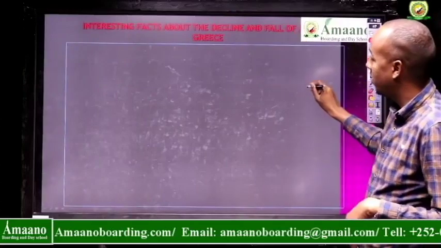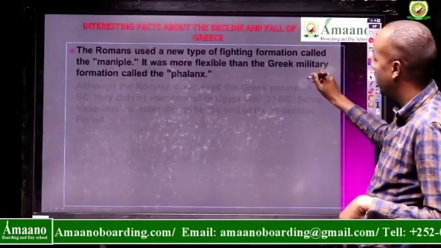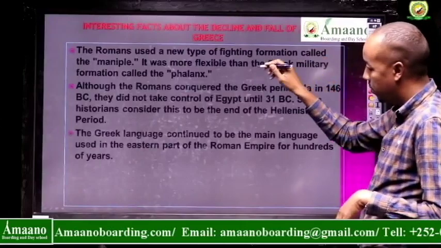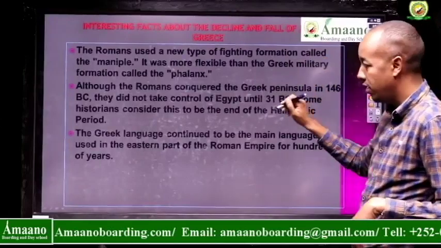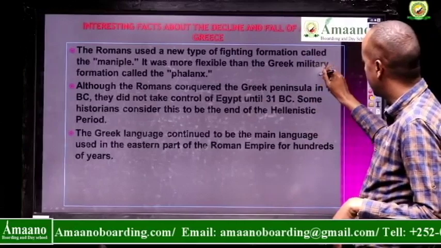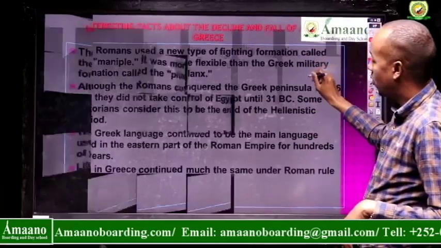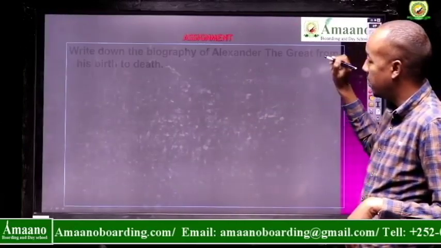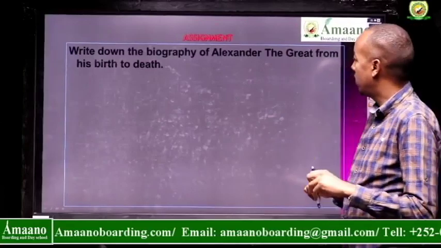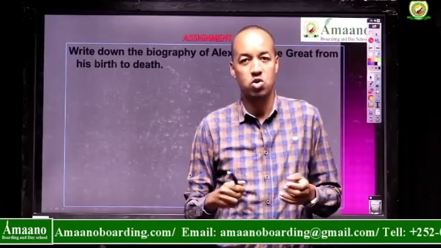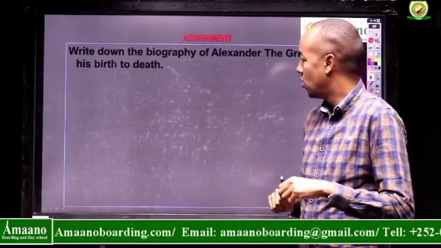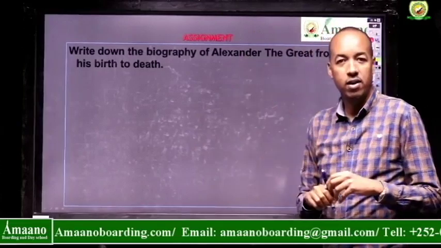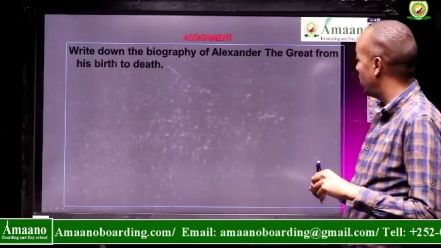The last point in our lesson today is the part where you are supposed to be reading interesting facts about the decline. You will be able to read this part, inshallah, when you are watching. This is just a summary, and this is your assignment: write down the biography of Alexander the Great from the time he was born to his death.